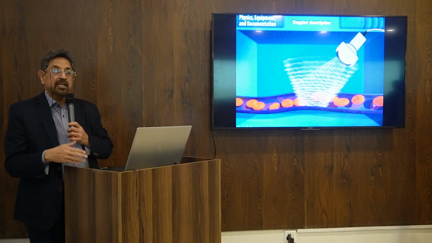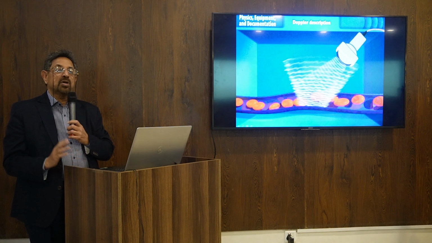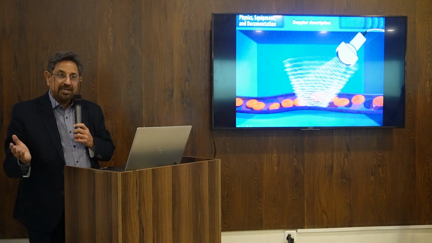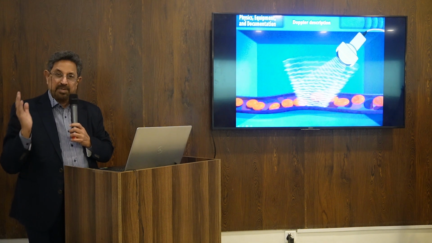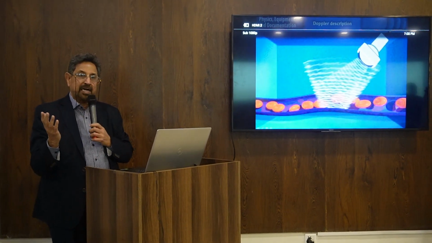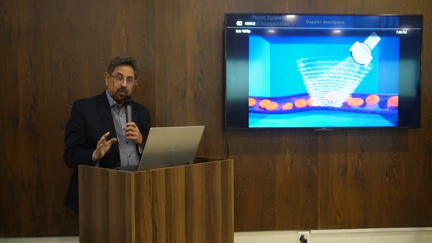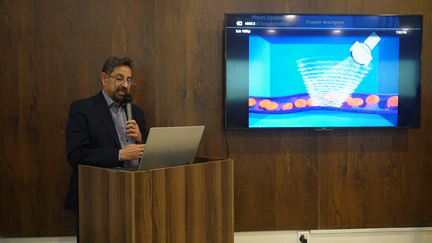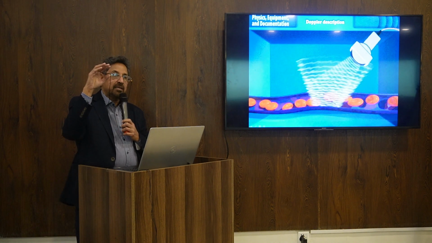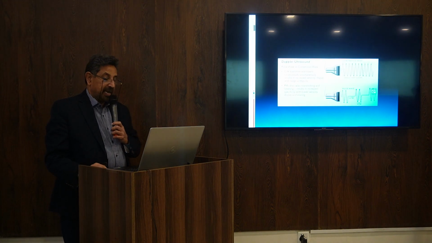And again in the machine setting, we have set the machine in such a manner that anything going towards the probe appears red. It's not arterial or venous. It's a misconception that anything coming toward and appearing red is arterial. No. Anything coming toward the probe is red, going away from the transducer is blue. Anything coming towards the probe is above the baseline, other is below the baseline. That's an important factor you have to keep in mind.